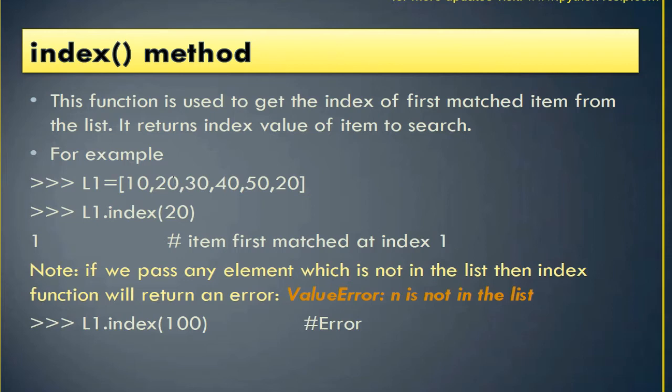When we go in forward index order, 0, 1, 2, 3, 4, 5, 20 is matched at first index and fifth index. So the first match will be shown, not the last match. Note, if we pass any element which is not in the list, then the index function will return an error like ValueError, n is not in the list.